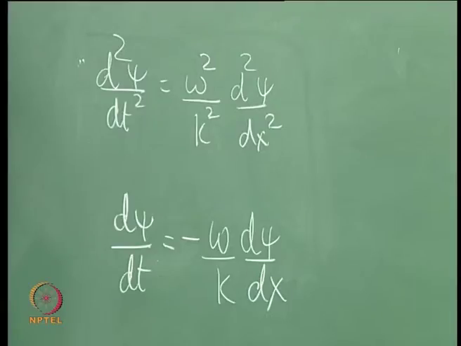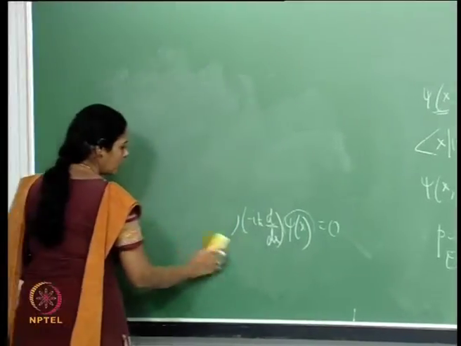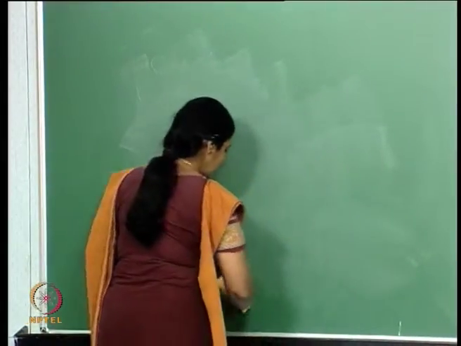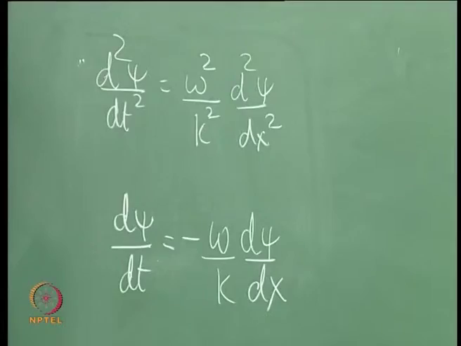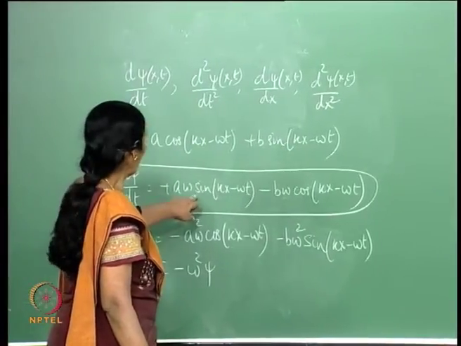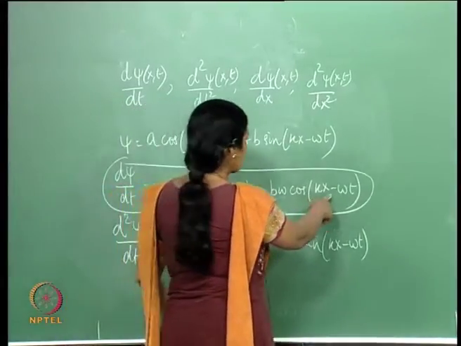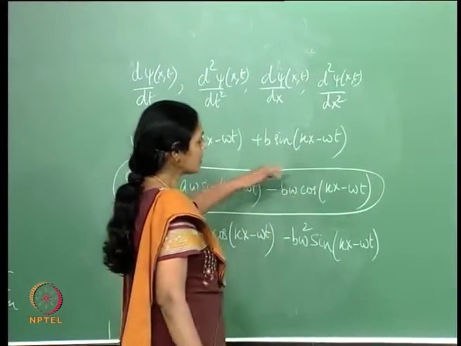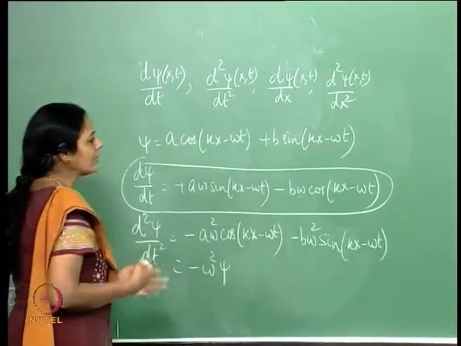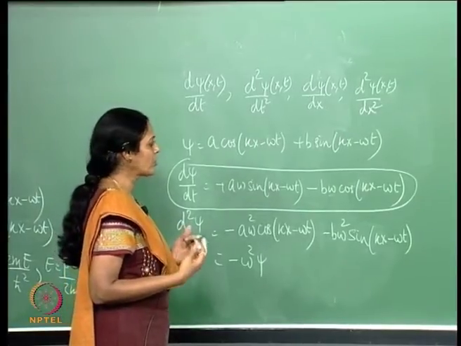And indeed you can get an equation like that, provided you equate the first derivative with respect to time of the wave function with the second derivative with respect to space of the wave function. If you look at dψ/dt, I have aω sin(kx − ωt) minus bω cos(kx − ωt), and if this has to be equated to that, it's pretty clear that a and b will have to have a certain specific ratio with respect to each other.